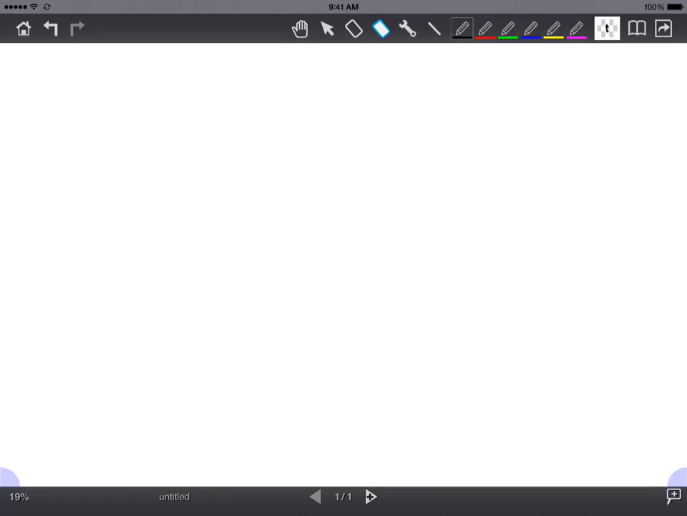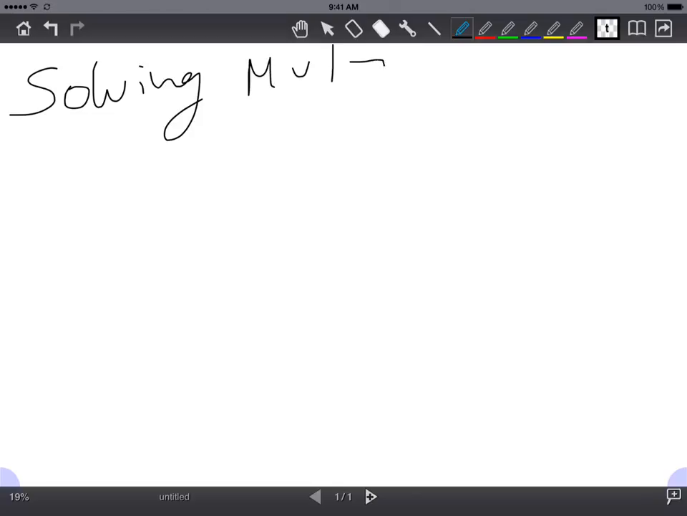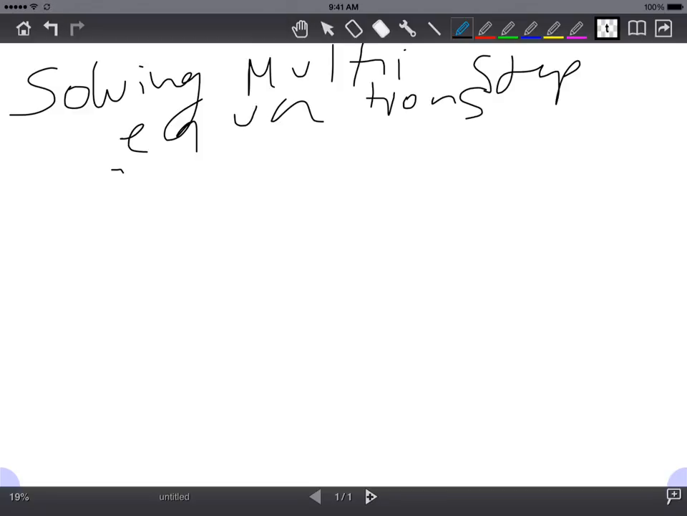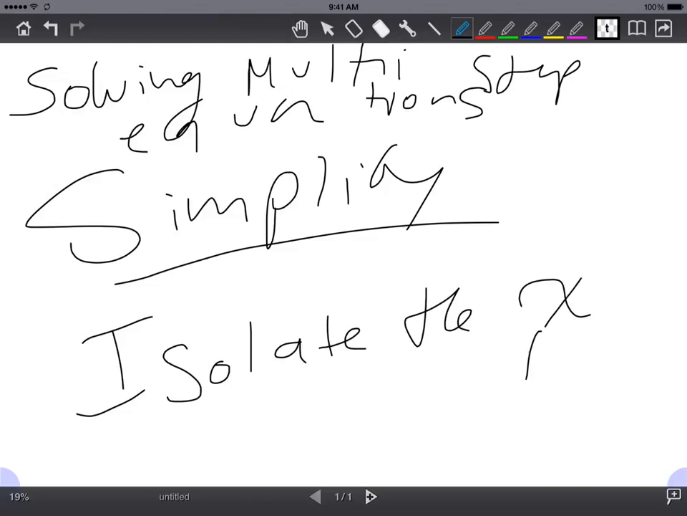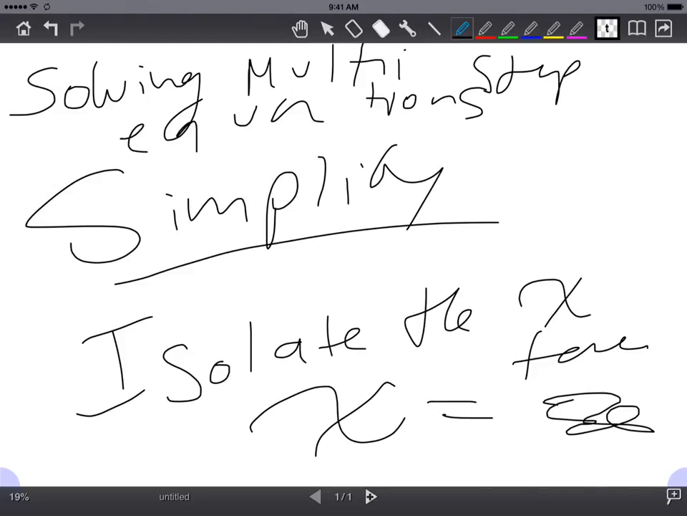Okay, so another thing you have to remember when solving multi-step equations is to simplify and to isolate the x term, meaning get x equals something, or 6x equals something. That way you can just divide by 6 and get the answer.